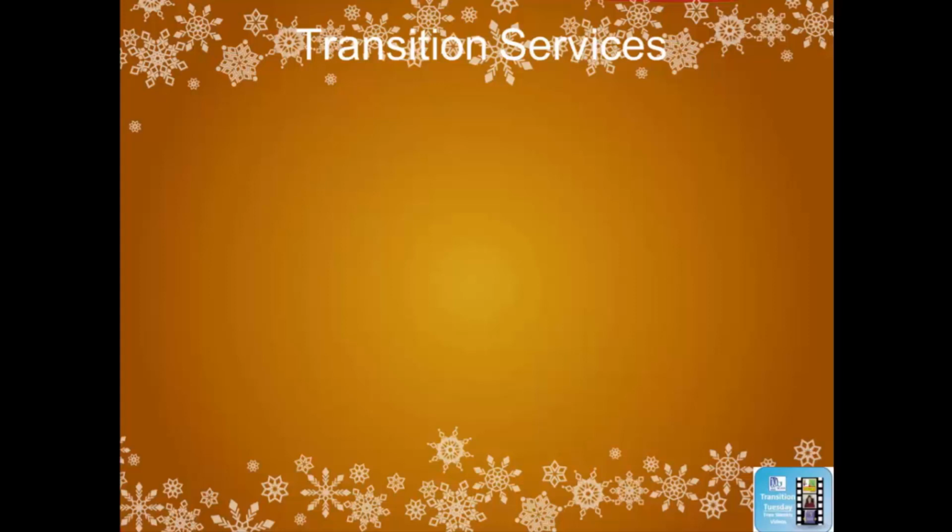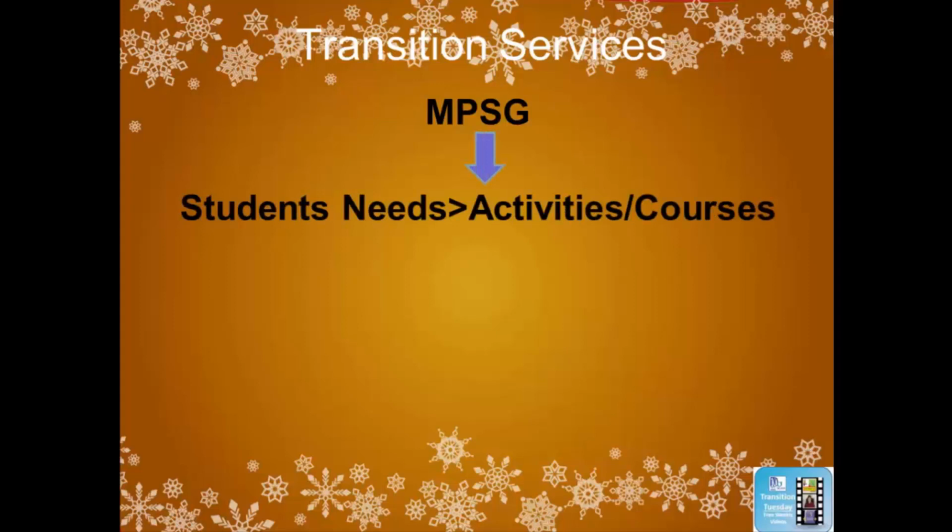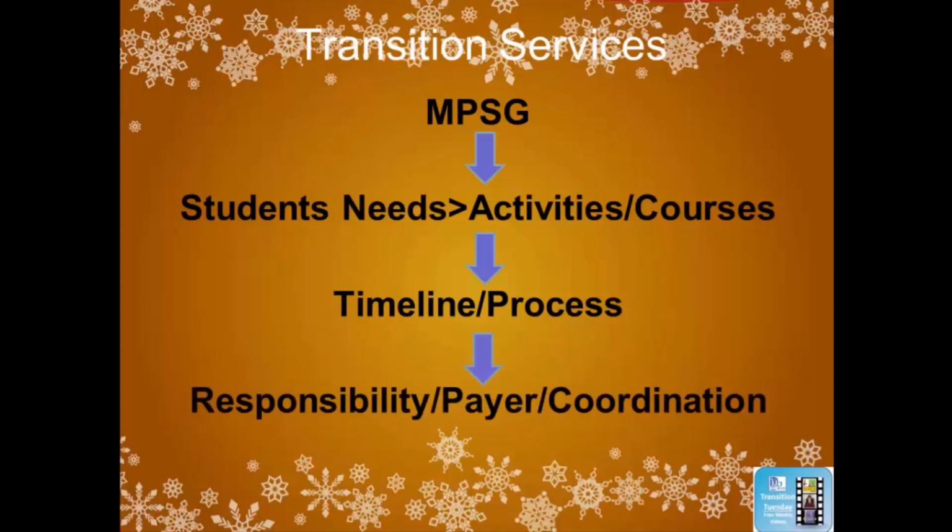To recap the flow of determining the student's transition services, first the IEP team must start with the student's measurable postsecondary goals and then determine the student's needs in order to reach those goals. The needs are the activities and the courses of study that the student must take to reach those goals. Then a timeline, which is the process of the student reaching those goals, and who is responsible and will pay for the services if there is a cost involved. This is the coordination of the activities and all of the transition services that the student will need.